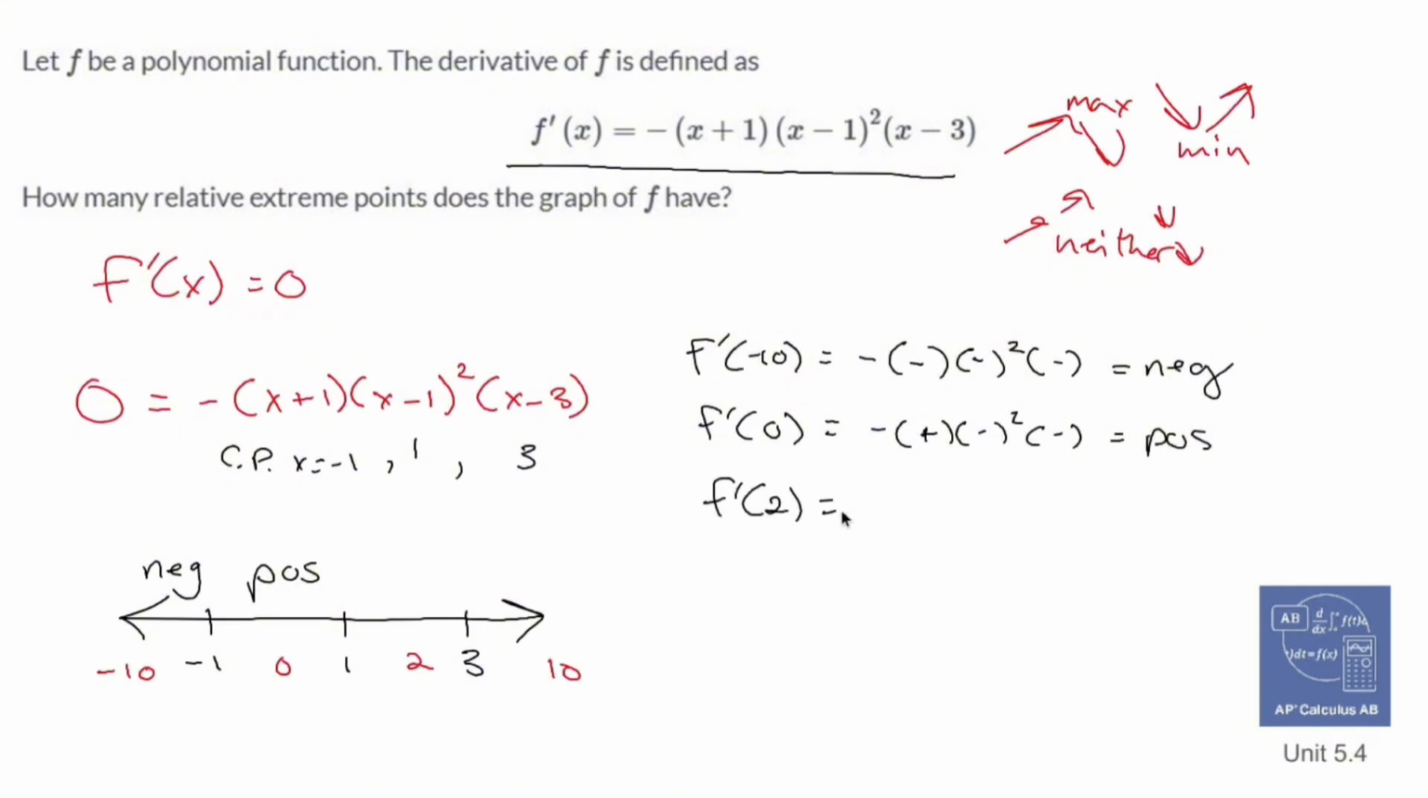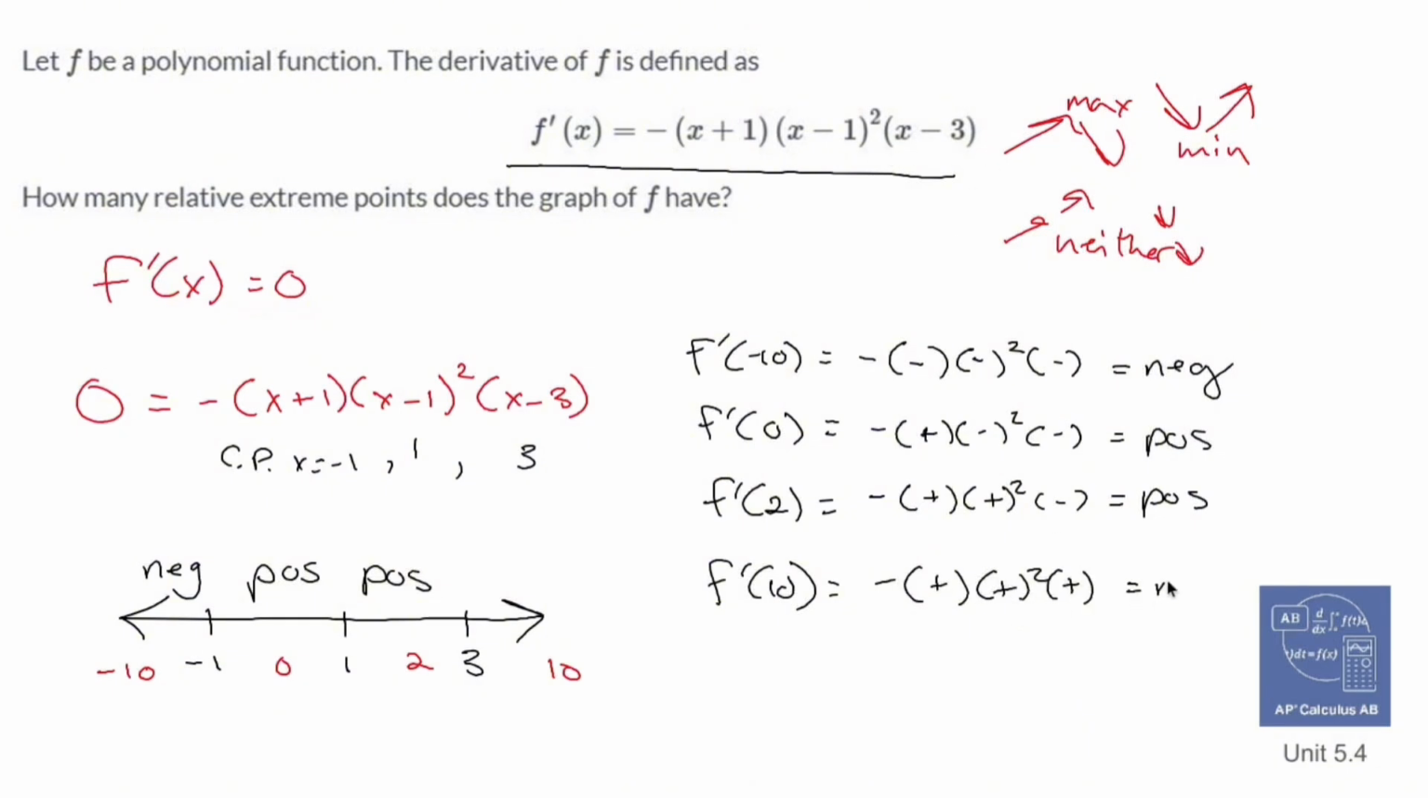Let's try 2. Negative. 2 plus 1 is positive. 2 minus 1 is positive, squaring it. 2 minus 3 is negative. So negative, positive, positive, negative is still positive. Ooh. Let's plug in 10. Negative. 10 plus 1. 10 minus 1, square it. 10 minus 3. Negative, positive, positive, positive, negative.